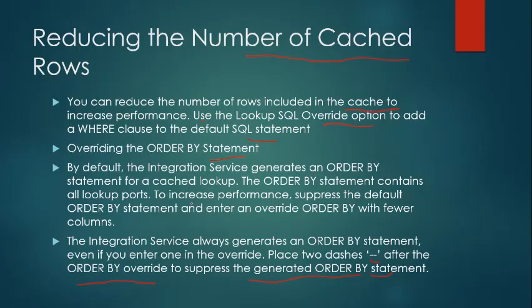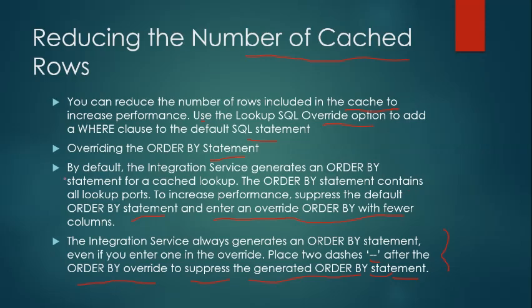Whatever ports you have taken, to increase performance, suppress the default order by statement and enter an override order by with fewer columns. Don't include all columns, right? Just write a few columns to order by. The Integration Service always generates an order by statement even if you enter one in the override. Place two dashes after the order by override to separate the generated order by statement. I hope you understand, right? So this is the point.